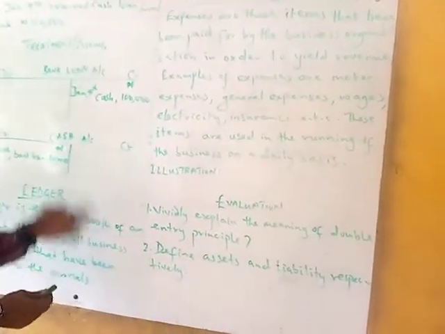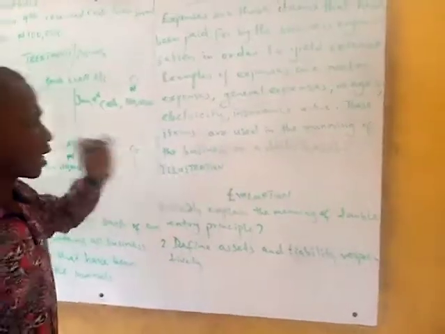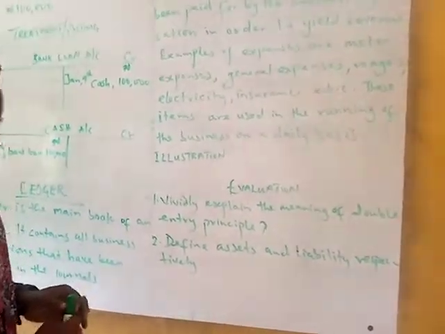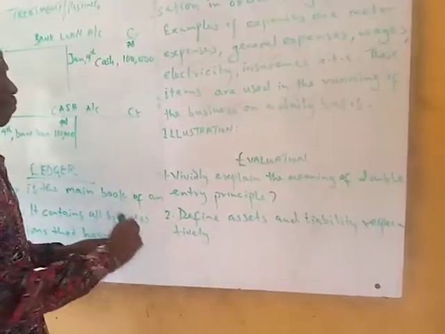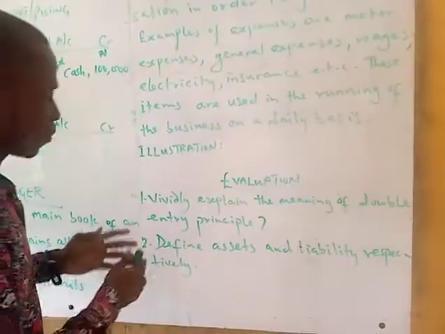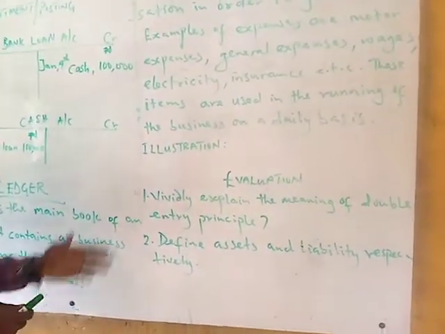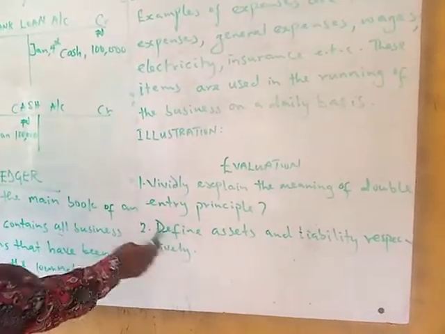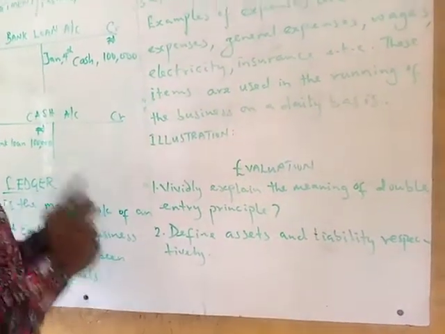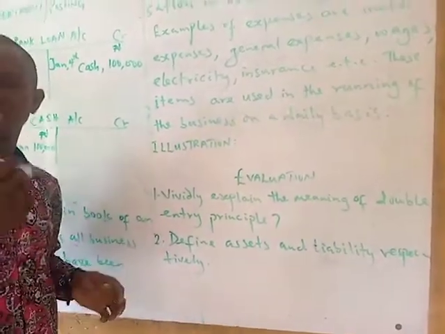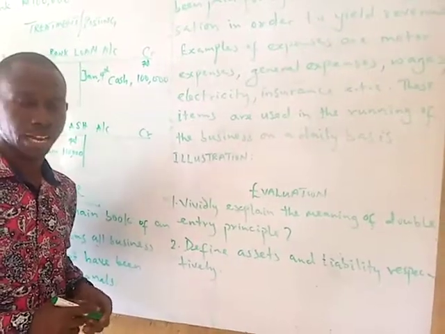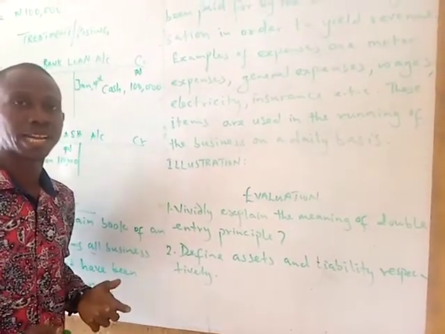So having said that, we'll look at illustrations. But because of time, we are going to stop here. Now, for evaluation purposes, we say vividly explain the meaning of double entry principle, which we have seen, and define assets and liability respectively. I'm going to give an assignment that, when we meet in the next class, will be used as our illustration for the sake of time. So follow me as I give you that assignment.